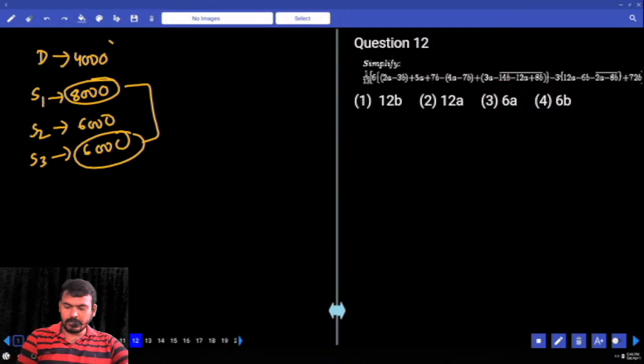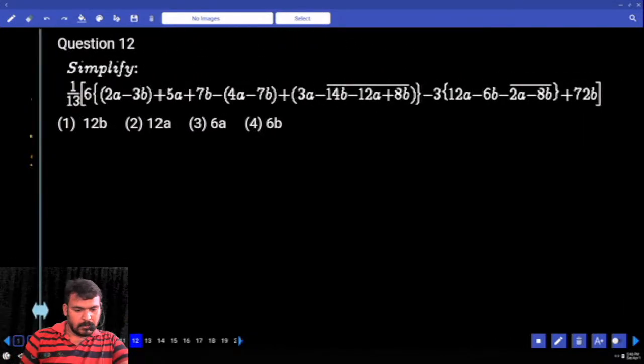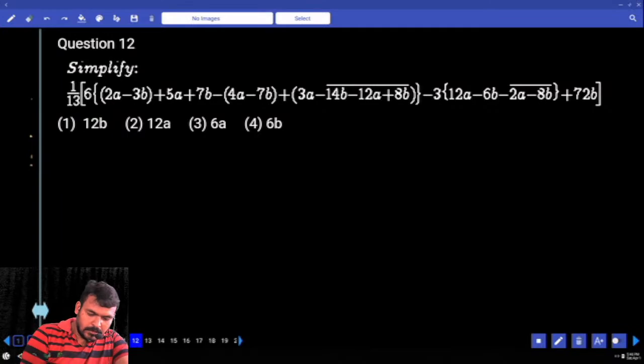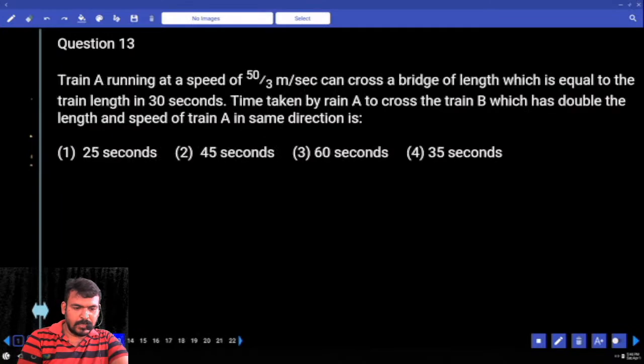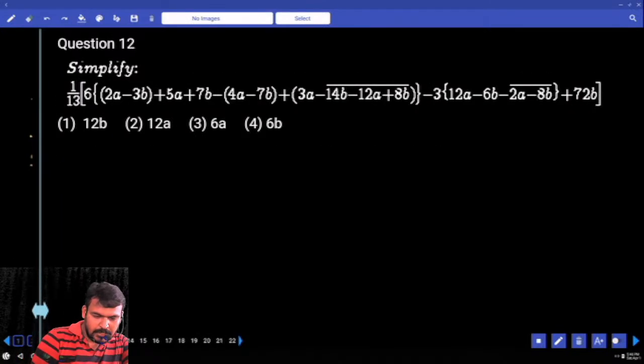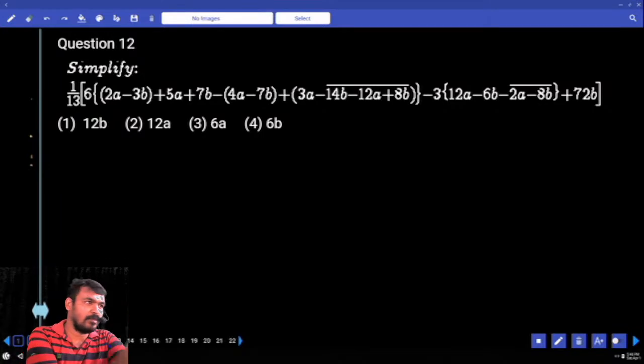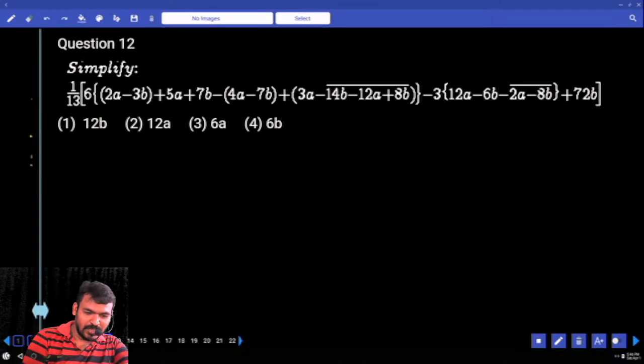Next, question number 12. Simplify. In the 12th question, what is the first priority? Only bar value. Only addition and subtractions are given. Okay, I think compared to the previous question, this question is easier. Previous simplification question. Next, question number 13.